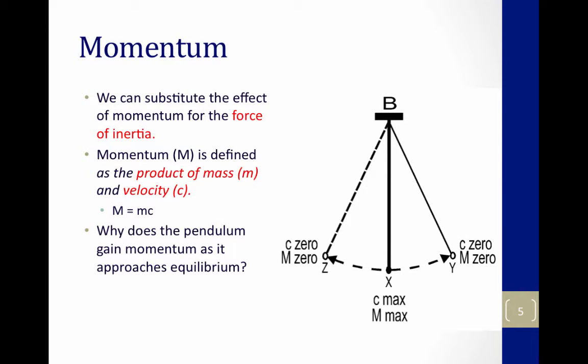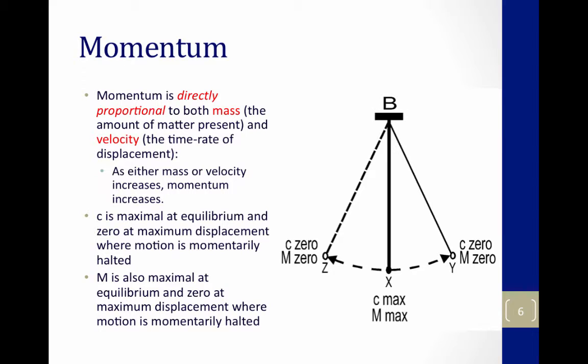So, momentum. Momentum is a capital M. It is defined as the product of mass, little m, and velocity. So big M, momentum, equals mass times velocity. Why does the pendulum gain momentum as it approaches equilibrium? Momentum is directly proportional to both mass, the amount of matter present, and velocity, the time rate change in displacement. So as either mass or velocity increases, momentum is going to increase.